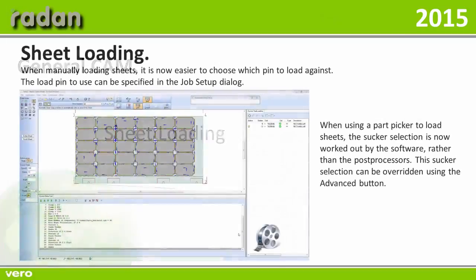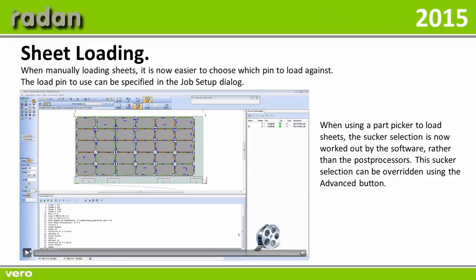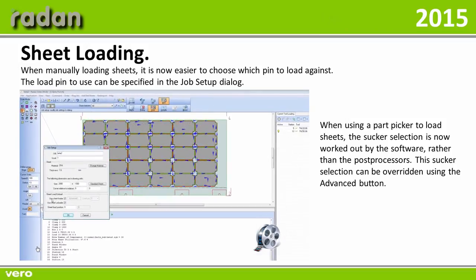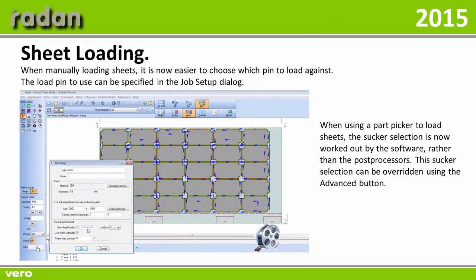Now, staying with sheet loading, for those of you that manually load sheets, it's now easier to choose which load pin to load against. The load pin can now be specified in the job setup dialog box. So let me just show you that in this little video here. So in order mode, I've got my nest. If I go into my job setup, you'll see here that under sheet load unload, I've got the option to select from a pull down which load pin I wish to load against.